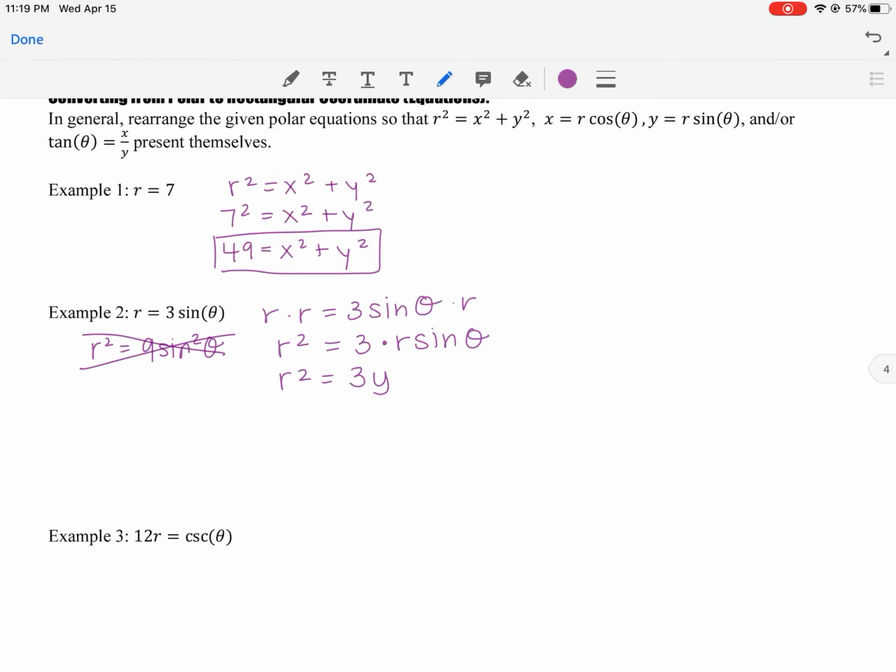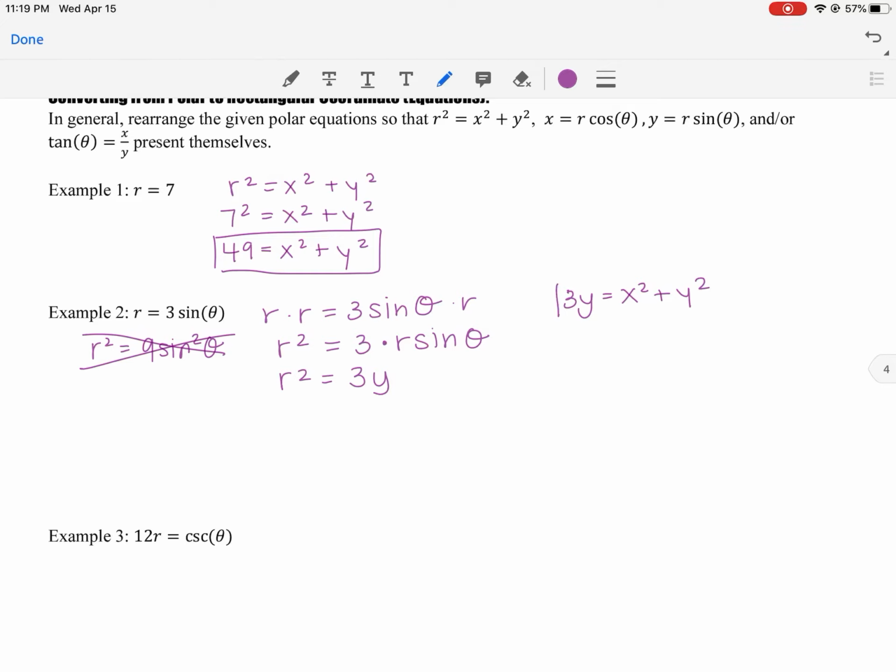At that stage, I can probably go ahead and replace things. So I'd have r squared, which is 3y, equals x squared plus y squared.